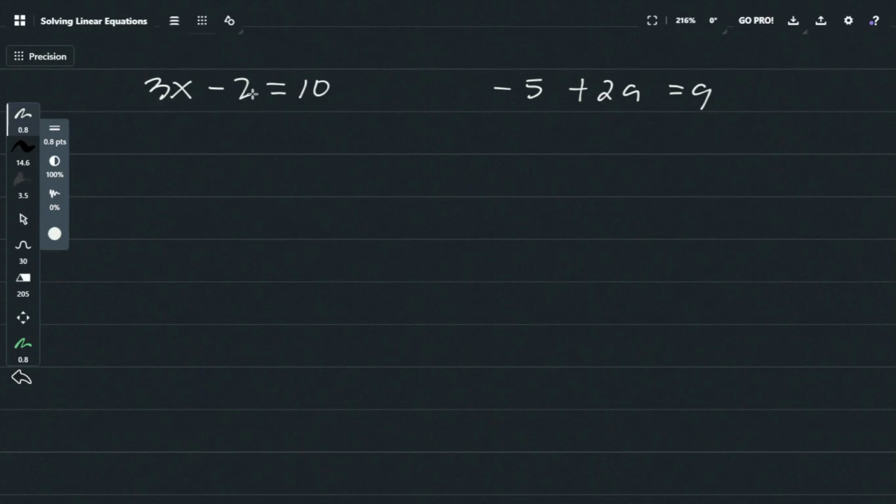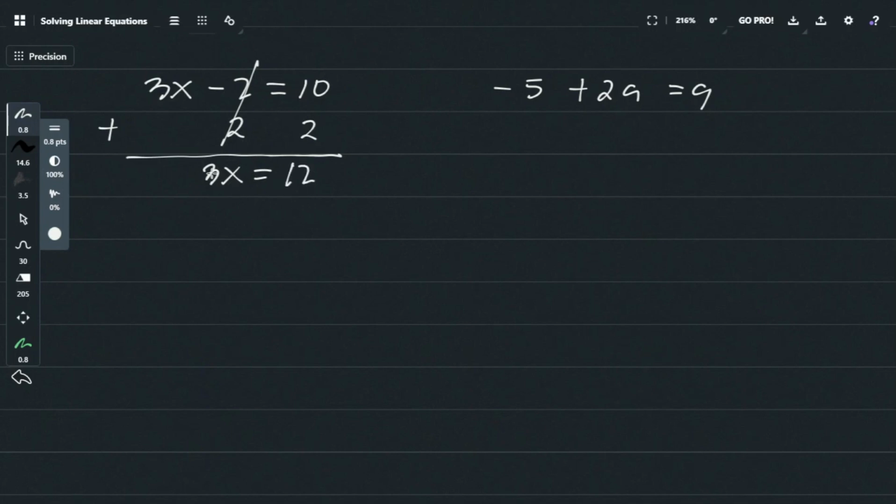Okay, so now we're just going to find the additive inverse of our constant, which is negative 2. So we have positive 2. So we are just going to add positive 2 to both sides. Then we can safely cancel this out. So we have 3x is equal to 10 plus 2, which is equal to 12.